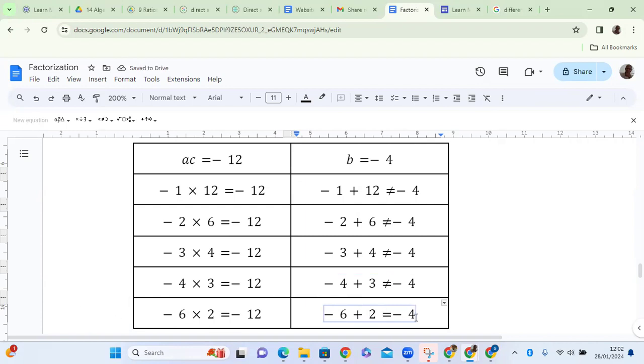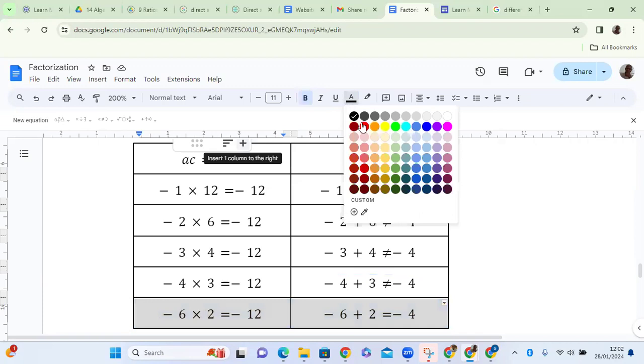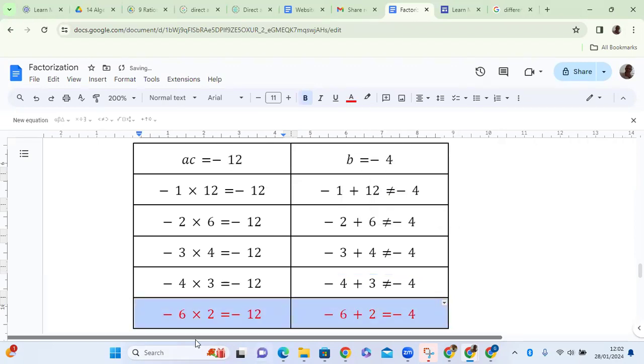So yes. So these are our two numbers, negative 6 and 2, because negative 6 times 2 is negative 12, and negative 6 plus 2 is negative 4. Sometimes with practice, you will spot those pairs of factors very quickly, so you don't have to go systematically till you reach it.